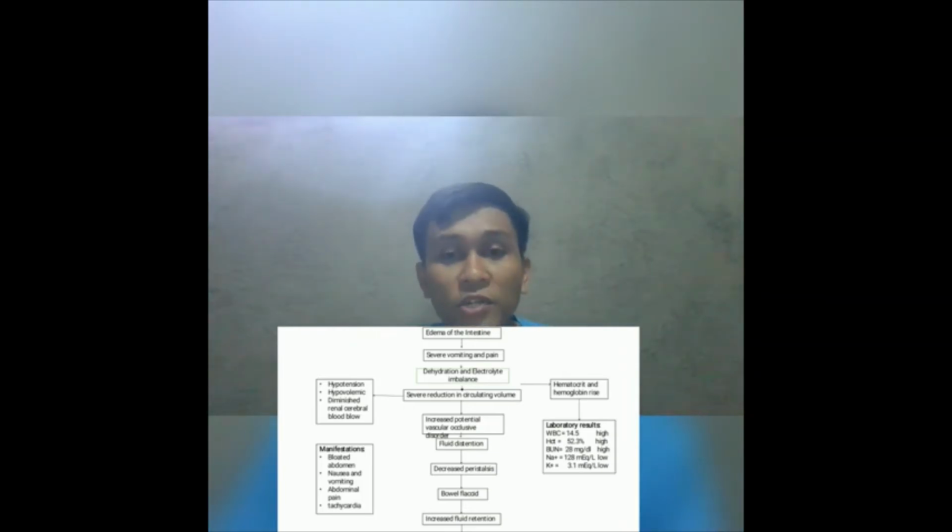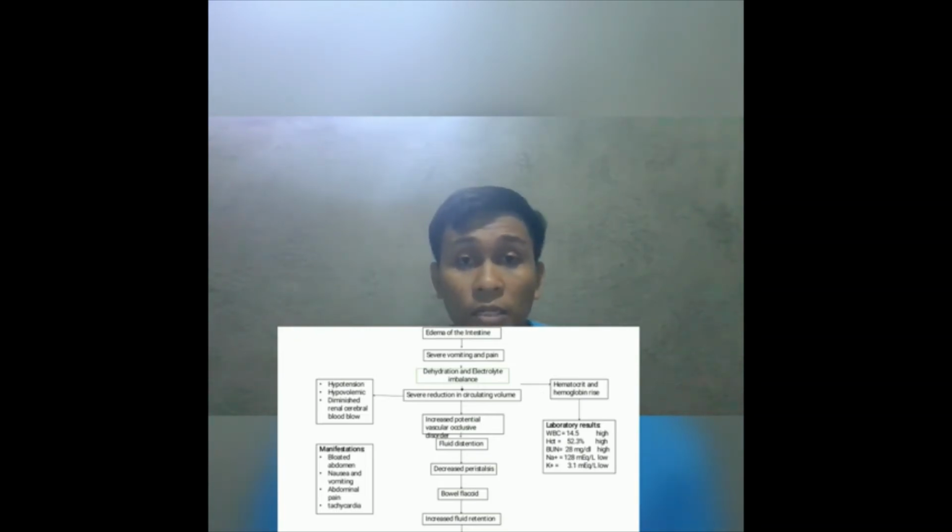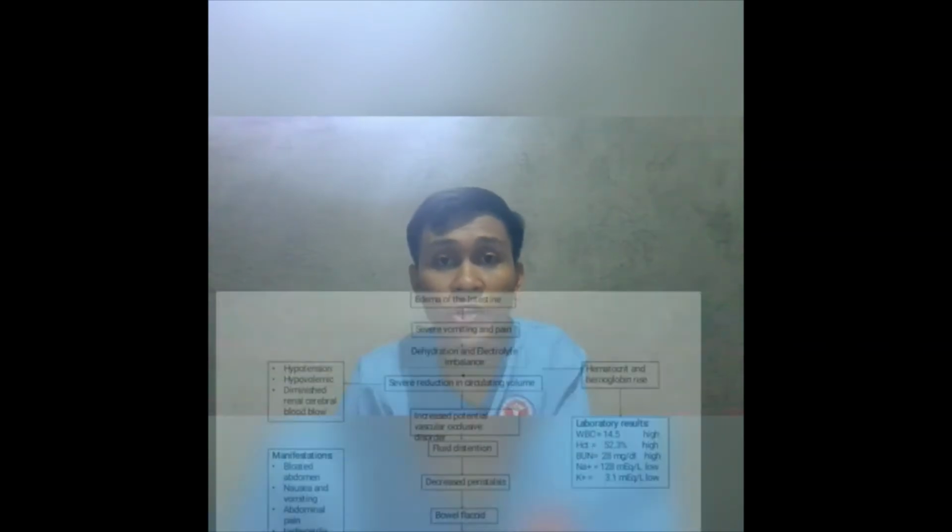So next, increased fluid retention. Electrolyte-rich fluid is secreted by the bowel, and almost all of the fluid is reabsorbed. When the bowel is obstructed, the fluids are partially retained within the bowel. So there is increased venous pressure and increased capillary permeability. So the bowel becomes permeable to bacteria. So the bowel is prone to bacteria.